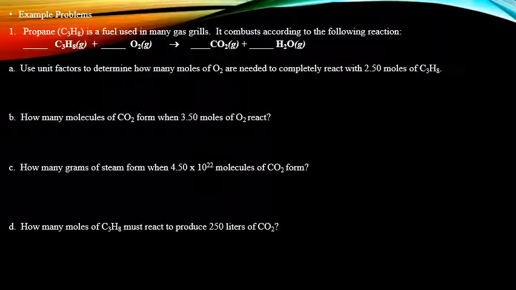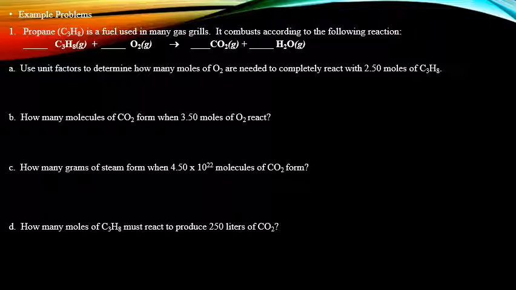Okay, so let's look at a few example problems here to help illustrate this stoichiometry concept. We're going to begin by looking at the combustion of propane. It says that propane, C3H8, is a fuel used in many gas grills. It combusts according to the following equation. So when we look at this reaction again, we need to have it balanced.